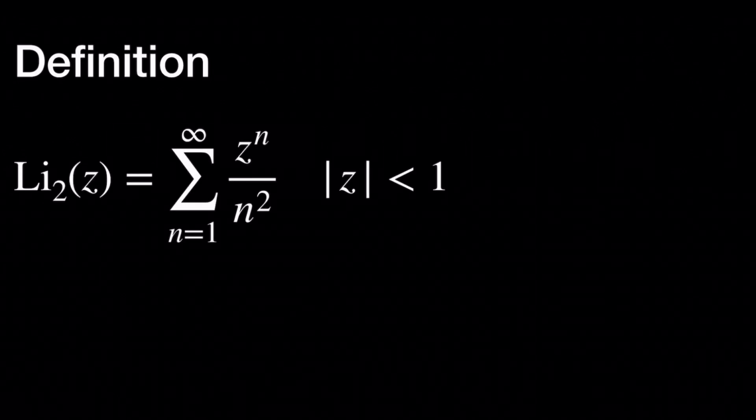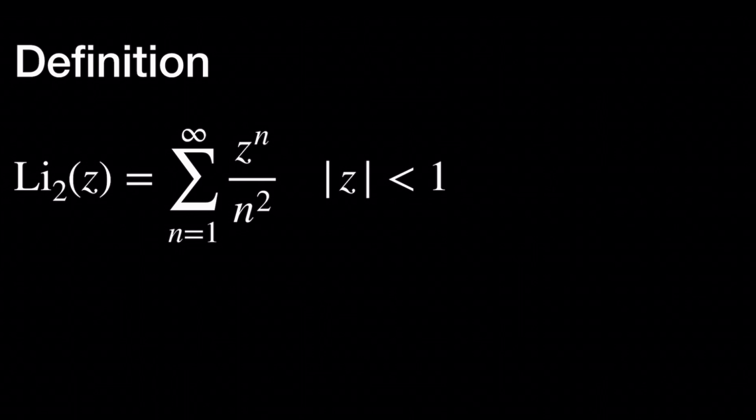So we define the dilogarithm function as Li sub 2 of z equals the sum as n goes from 1 to infinity of z to the n divided by n squared. And this power series converges inside the open unit disk in the complex plane.